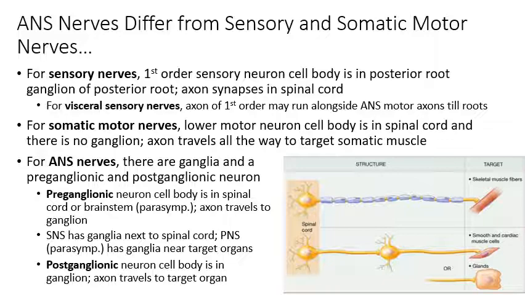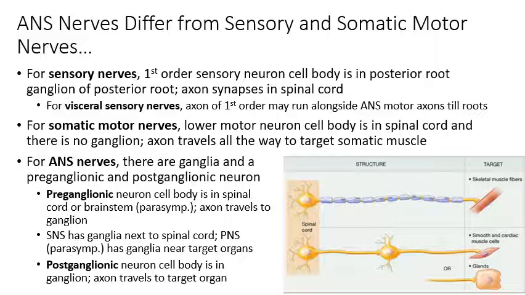So that's quite different from how nerves work for the rest of the peripheral nervous system. As you remember from chapter 13, for your sensory neurons, the first order sensory neurons all have their cell bodies in the posterior root ganglion, and their axon enters the spinal cord and synapses onto a second order sensory neuron. Then for your somatic motor division, you have a lower motor neuron whose cell body is in the spinal cord, and its axon leaves the spinal cord and just travels to whatever muscle it is innervating.